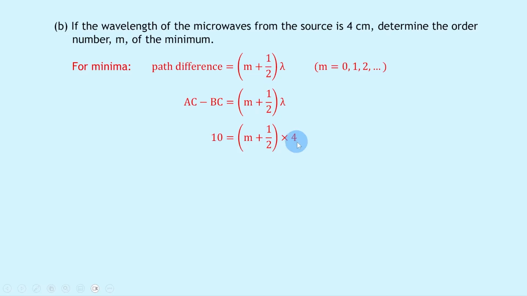So we've got 10 and 4 are both in centimeters here, and expanding the brackets we have 10 equals 4m plus 4 times a half, which is 2. So 4m plus 2 equals 10, and then taking 2 away from both sides we have 4m equals 8, and then dividing both sides by 4 will give you 8 divided by 4, which is 2, so m equals 2.